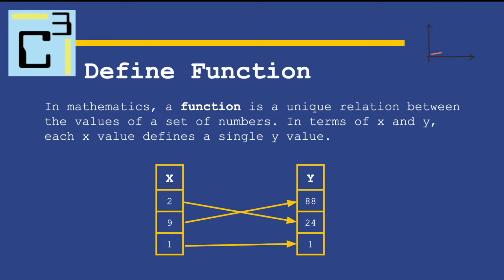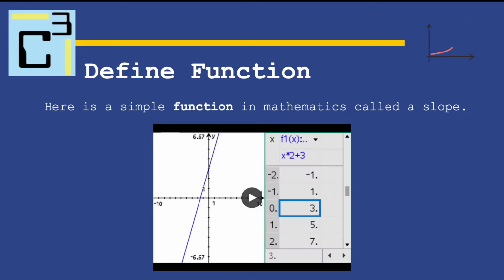I believe I have a video. Yeah, so I have a little video of just a slope function. So here's a simple function in mathematics called a slope. This video is taken off of a TI calculator, and we've got y equals mx plus b. I probably should have written that down somewhere here on the side, but f1x, that's supposed to be y.